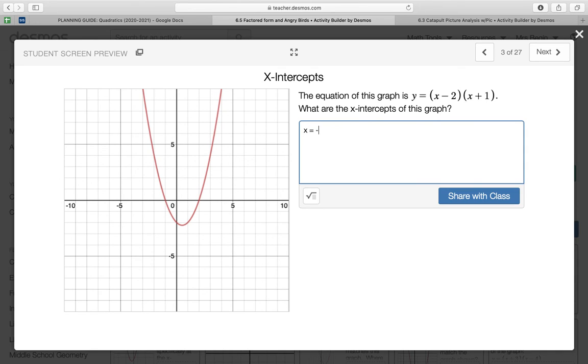Oops, I put negative 2. And on the right-hand side, it looks like we have x equals 2, because at 2, the graph crosses the x-axis.